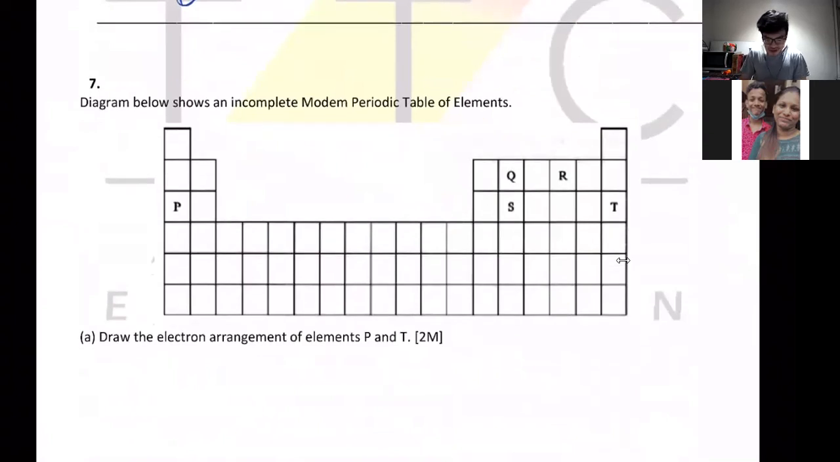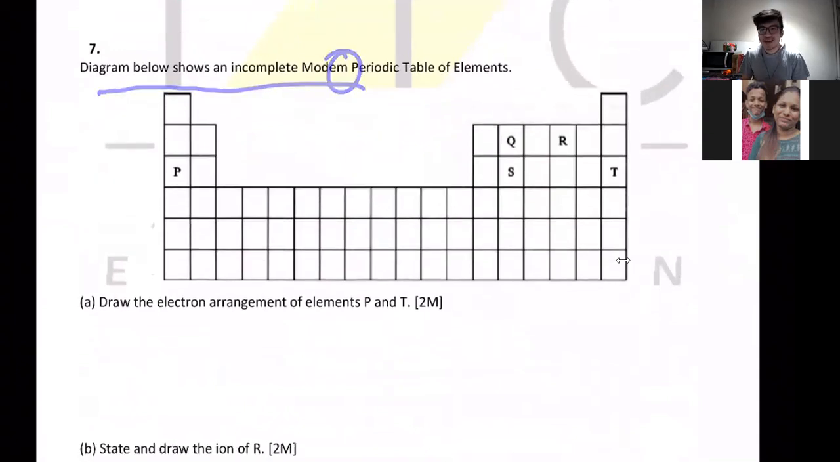Anyway, question 7. Diagram below shows an incomplete mod. This is modern, not modem. I think it's a typo here.